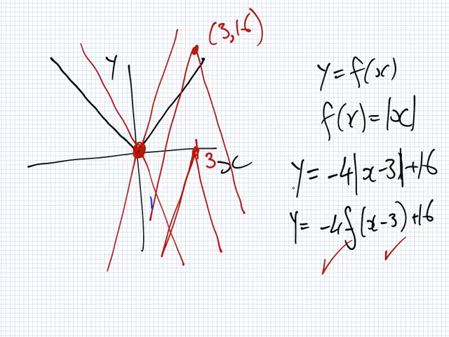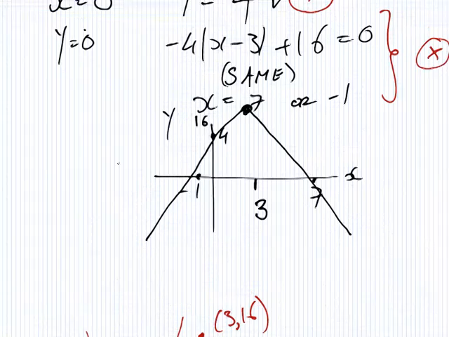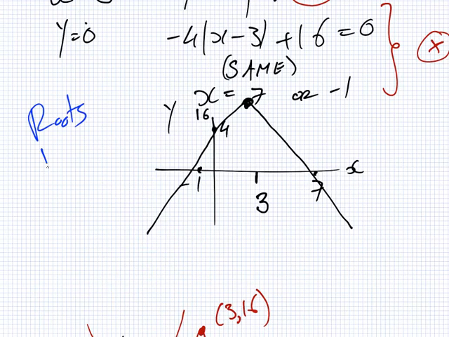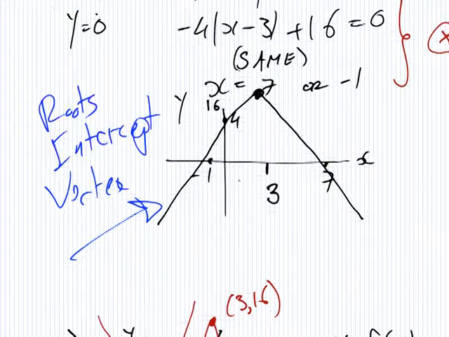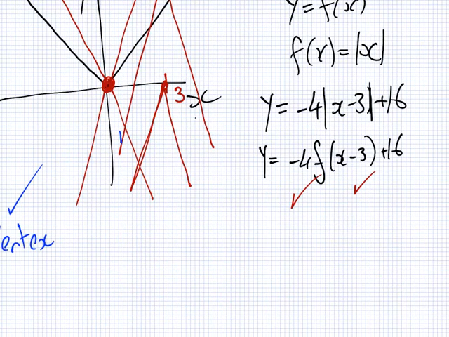This method works fine in the exam as long as they don't ask for the roots and the intercept. If they just want you to do a rough sketch, you can do it like this. So if the question says to draw it with the vertex, then you're happy with this method. But if the question said to draw it and to show the roots, the intercept, and the vertex, you have to do it this way. But this is still a good method.